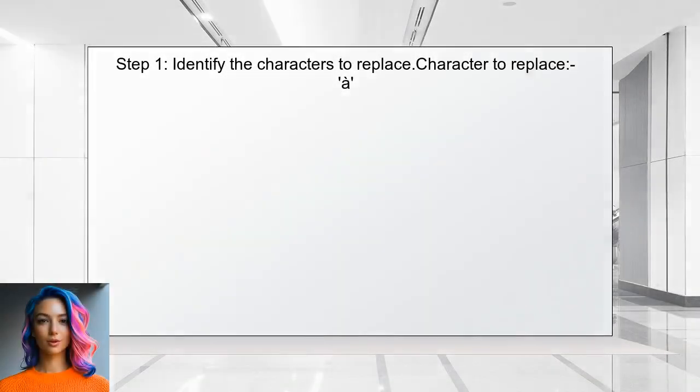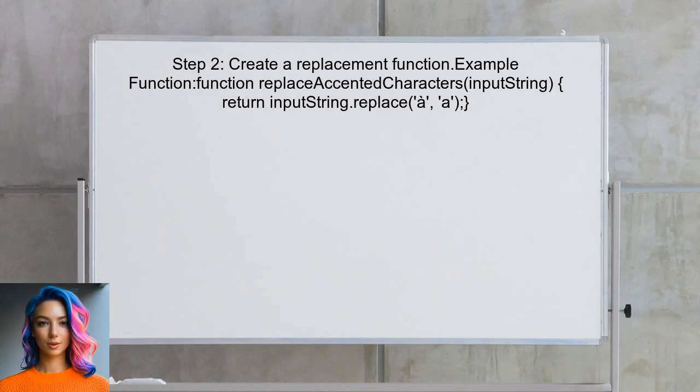To begin replacing accented characters, the user should first identify the characters they want to replace. In this case, the user wants to replace the character "à." Next, the user can create a function that will handle the replacement of accented characters. This function will take a string as input and return a new string with the replacements made.